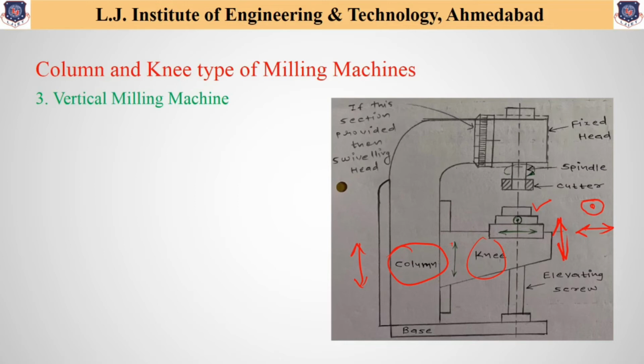It may be in horizontal axis or it may be at vertical axis. So this is the basic difference between horizontal and vertical milling machine, and also we have discussed the different parts available in vertical milling machine.